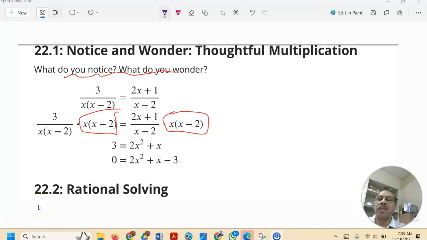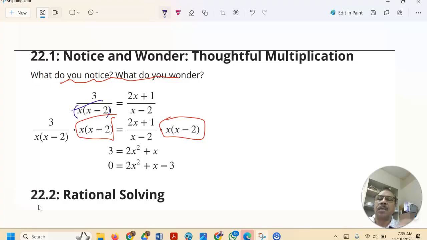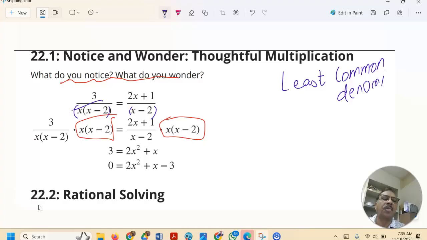You can clearly see that on this side there is x minus 2, and on the right side there is x minus 2. So that is called the least common denominator. I want you to write this. What is the meaning of least common denominator? You all heard this word. We say LCD. Least common denominator is almost like saying LCM, least common multiple.